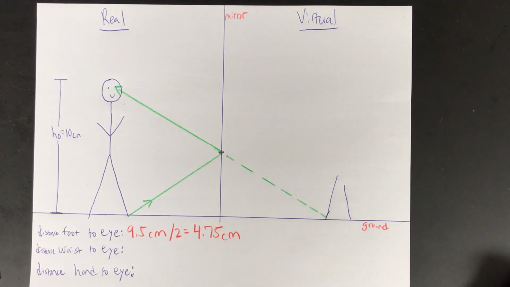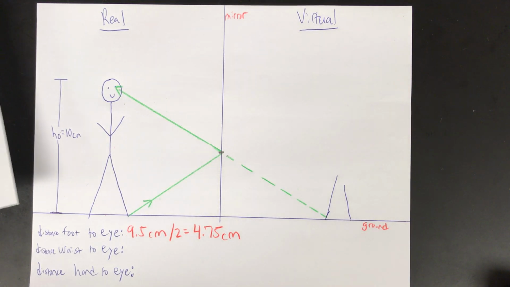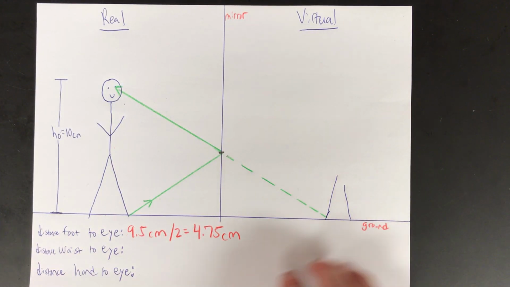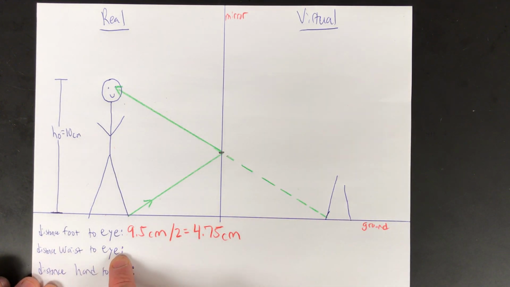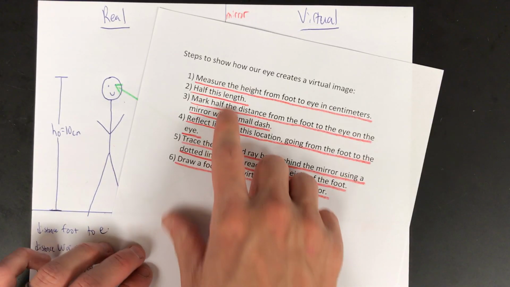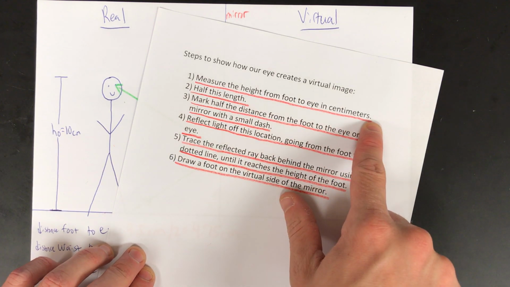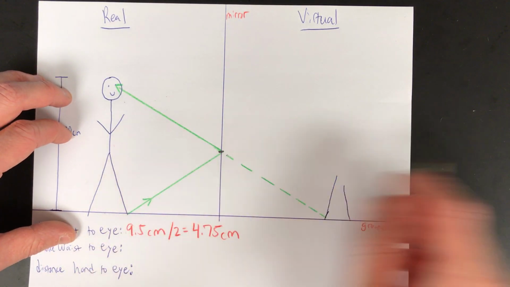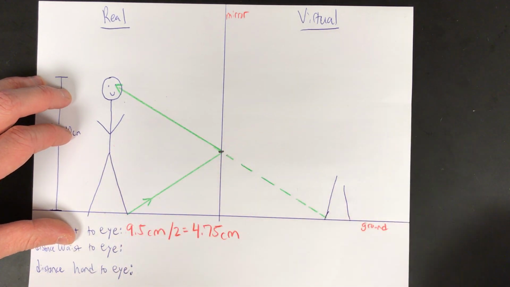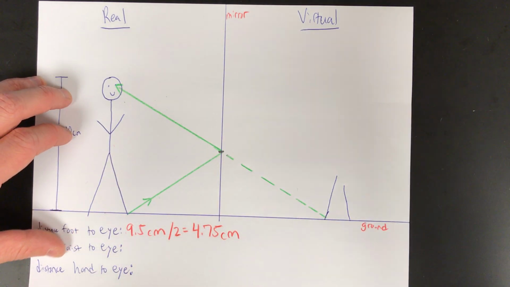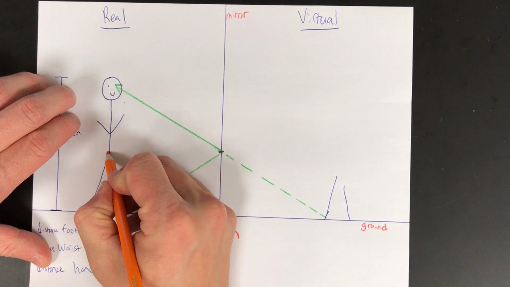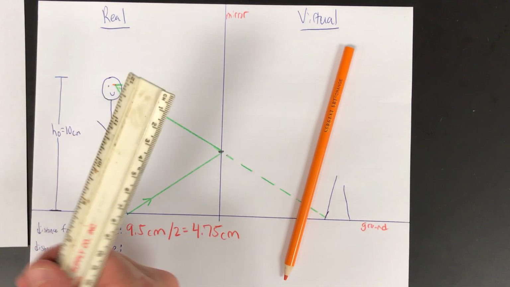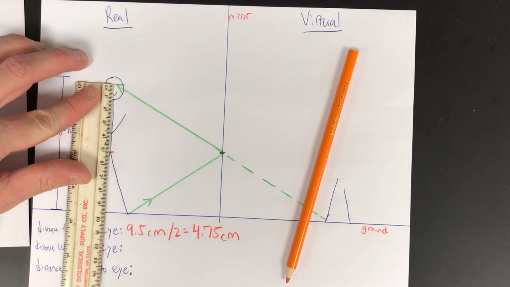Okay, so now we're going to repeat this process, but we're going to do it for his waist. Okay, we're going to do distance from the waist to eye. Step one, remember, is measure the height from foot to the eye in centimeters. Okay, going too fast, just please pause it, and you know, that's okay. You could always pause it if you need to. I'll switch colors for the waist. We're going from the waist to the eye. Okay, so we'll measure that in centimeters.